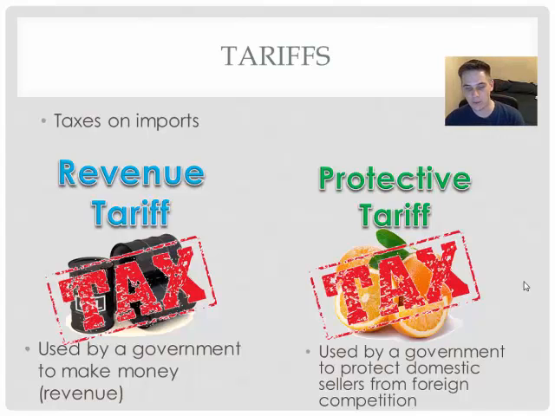So it's used by the government, yeah, we make money from it. The government makes money from it. But mostly these taxes are higher to try to scare them away a little bit or make them have to prove that their oranges are better quality than ours to make it worth the higher price, because they're going to have to charge more since we're adding to their expenses.